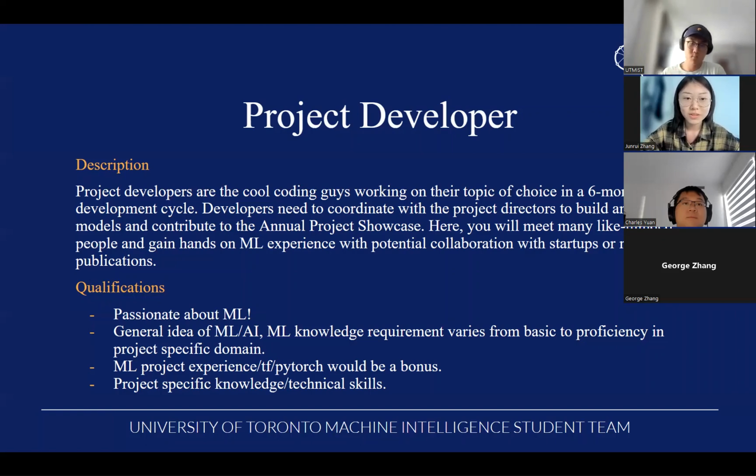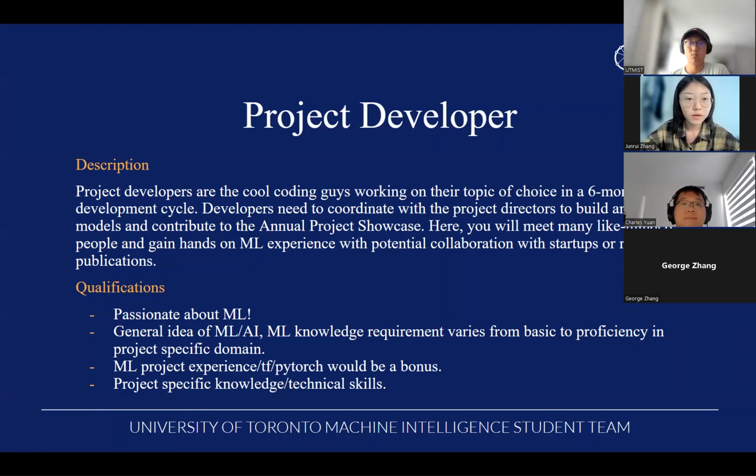However, we do require that project developers have a basic knowledge in coding, and previous experience with machine learning projects or usage of frameworks such as TensorFlow or PyTorch would be a bonus. And also, of course, the machine learning knowledge requirements will vary from basic to proficiency in project-specific domain. So do pay attention when later on our directors are introducing their projects.